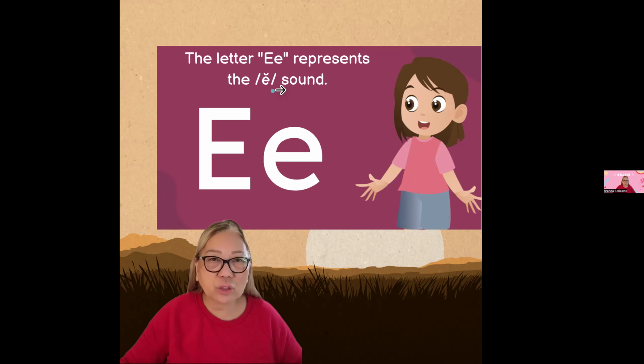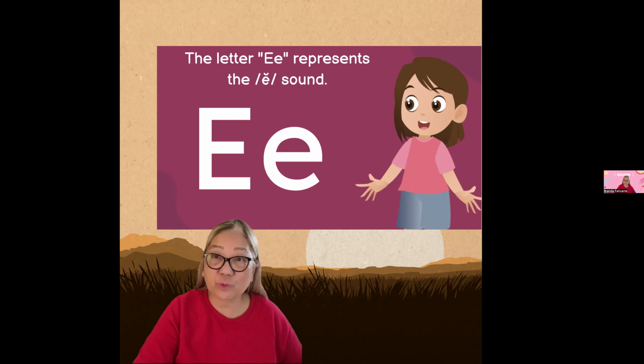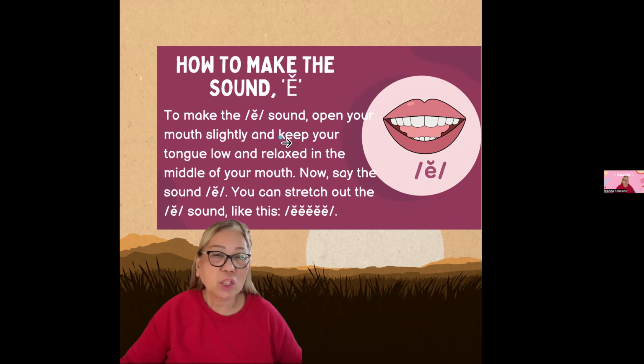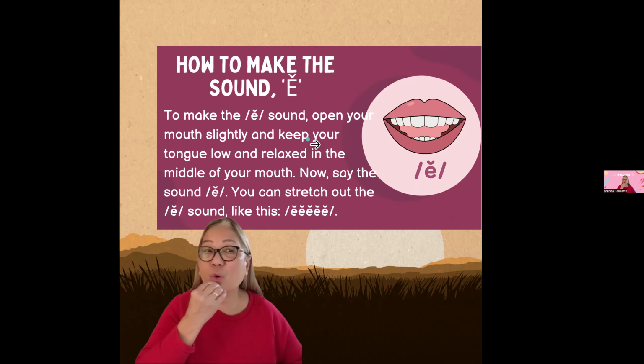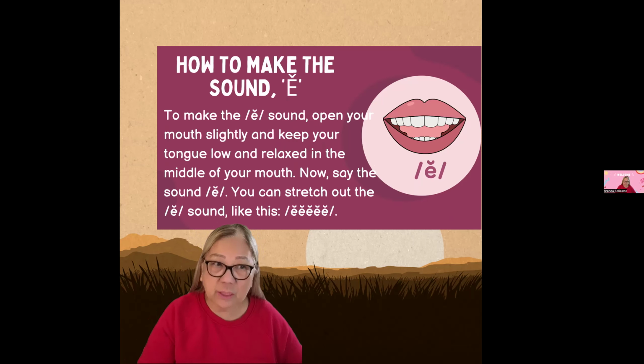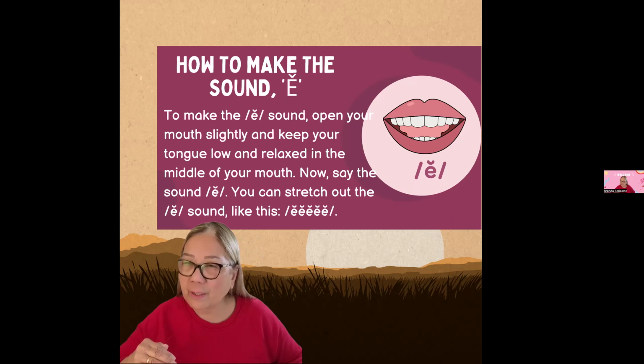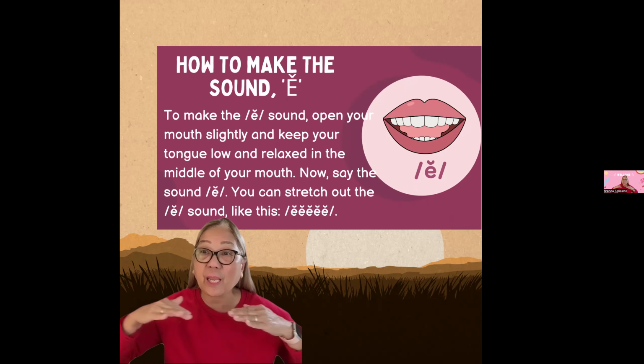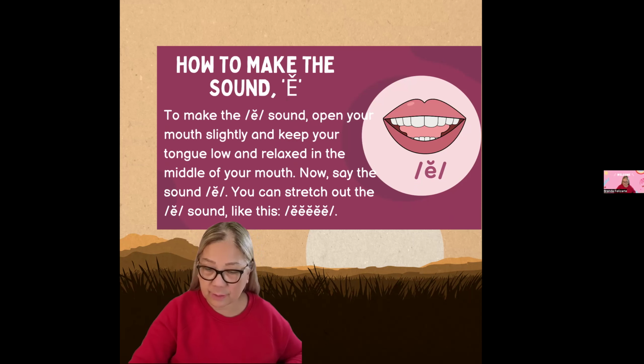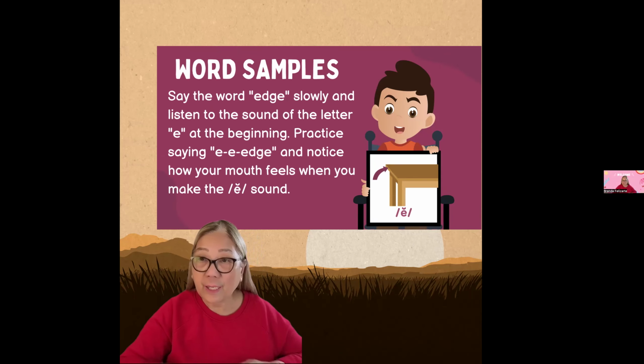So remember, I told you if the symbol is like this, that is a short sound. E is for E, or E spells E. To make the E sound, you just open your mouth slightly and keep your tongue low, relaxed in the middle of your mouth. Now say E, and then stretch it out, like egg, eh, eagle.